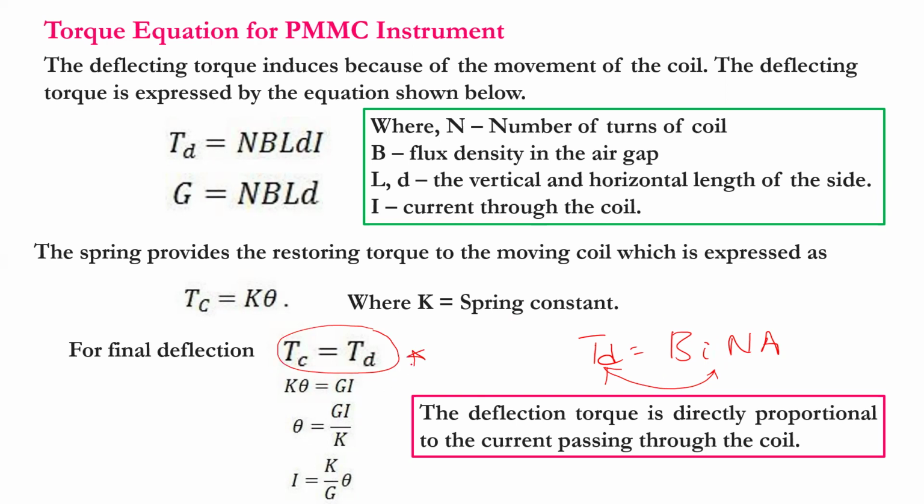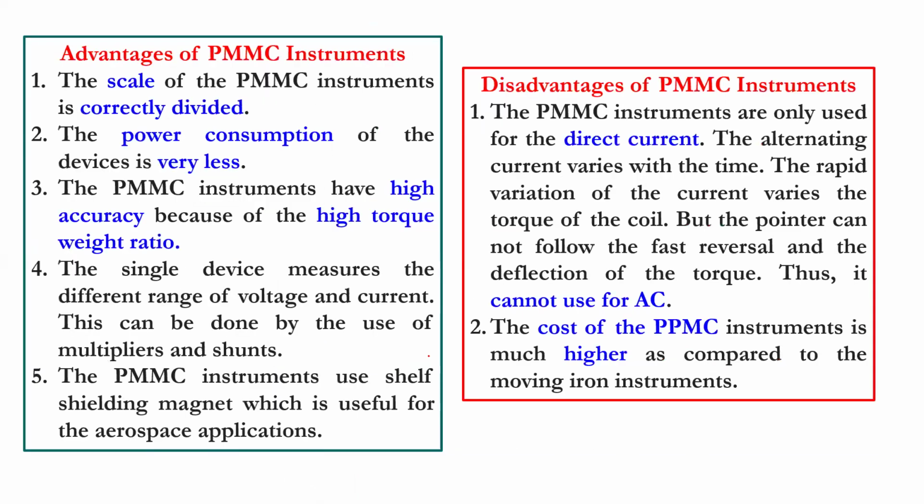This line also you have done. At that time only we can observe the exact reading. Coming to the advantages, the scale of the PMMC is correctly divided. The power consumption is less. High accuracy because of its high torque to weight ratio. The PMMC instruments have a self-shielding magnet, which is useful for aerospace applications, aeroplanes.